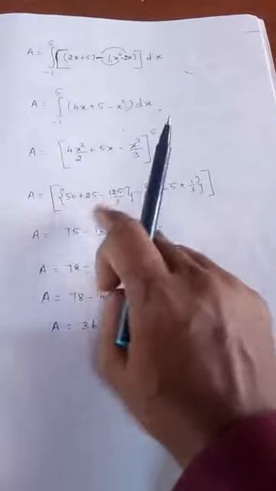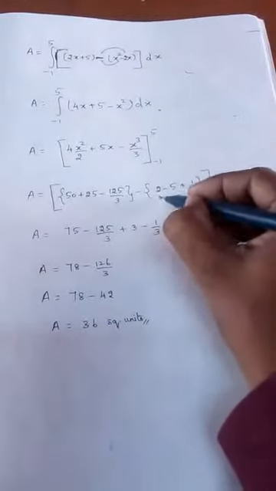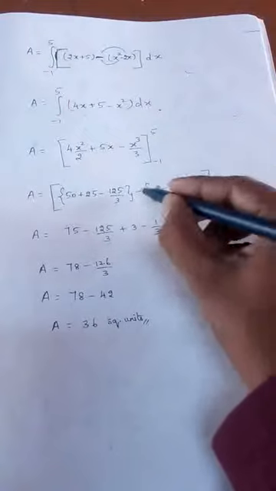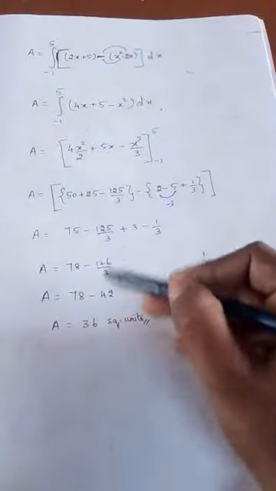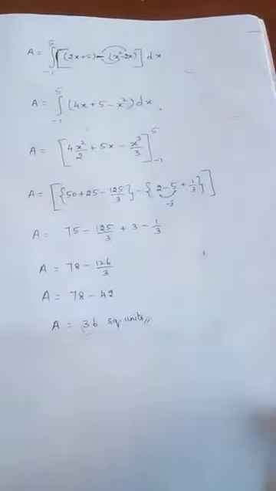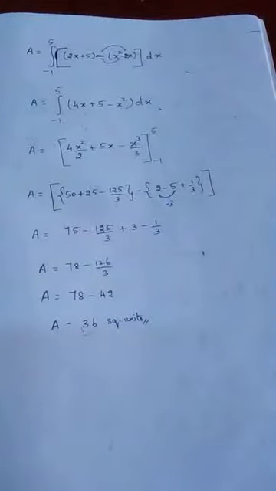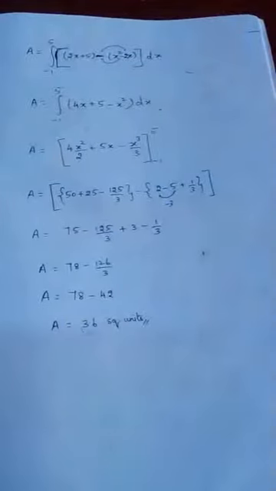Simplify: 50 plus 25 is 75, write this. 2 minus 5 becomes minus 3, minus into minus plus 3, minus 1 by 3. Simplifying, we are getting the answer as 36 square units. So 36 square units is the area of the region that we have to find. I think this simplification part is very easy. The only thing that we should understand is the diagram and how to find the limits.